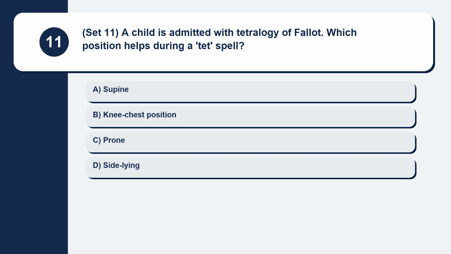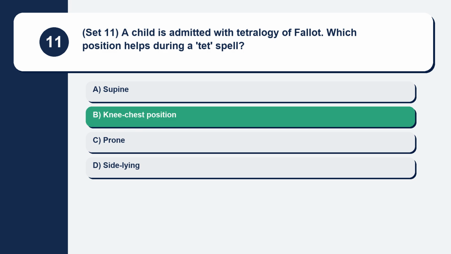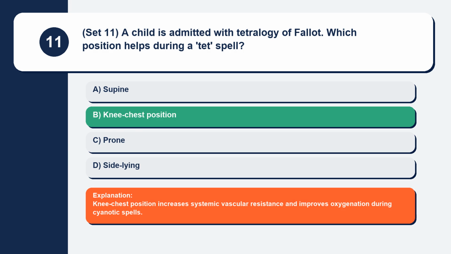Question 11. Set 11. A child is admitted with tetralogy of Fallot. Which position helps during a TET spell? Supine, knee chest position, prone, side lying. Knee chest position increases systemic vascular resistance and improves oxygenation during cyanotic spells.